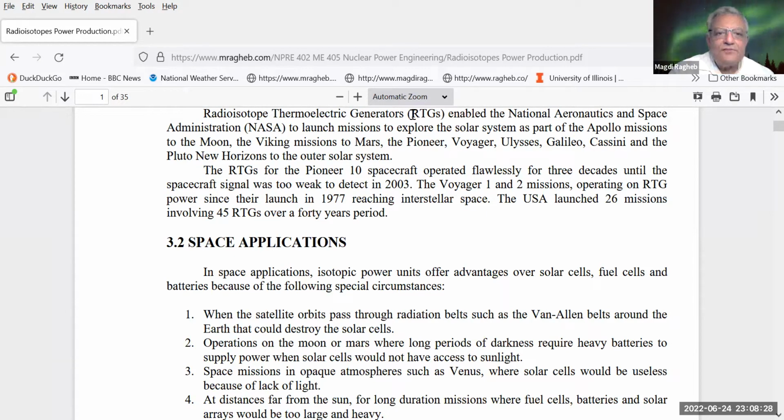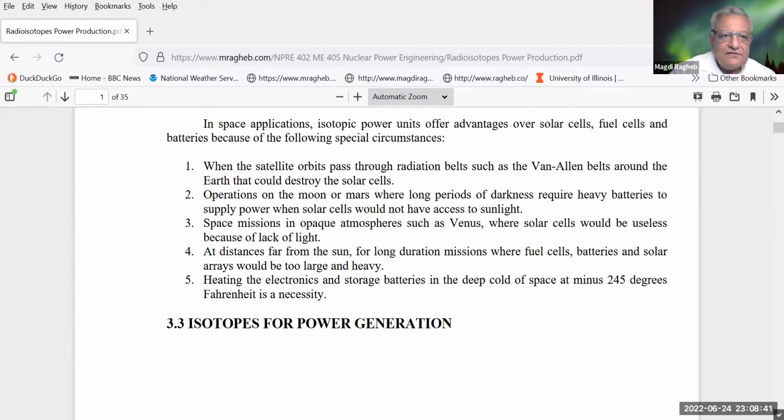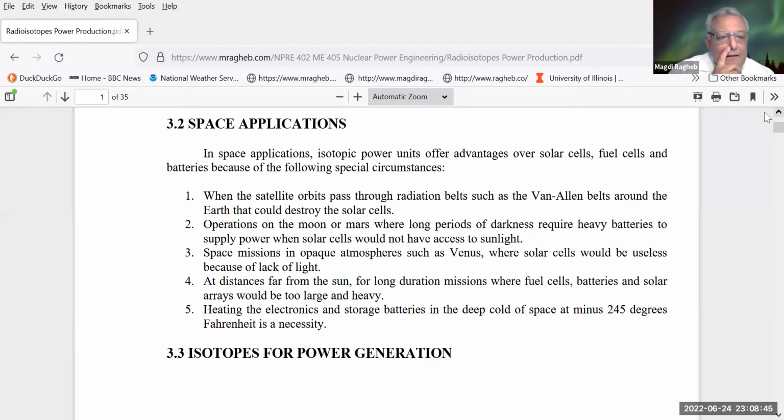Pioneer 10 is a spacecraft that used such devices, and as I said, it is beyond the solar system right now. What are the applications that radioactive isotopes are used for space applications? They're used in 5 different instances.